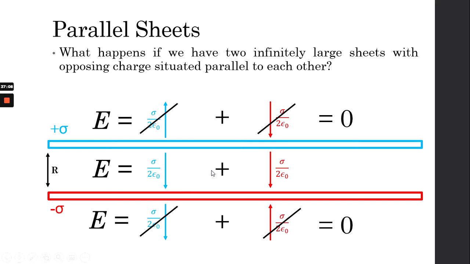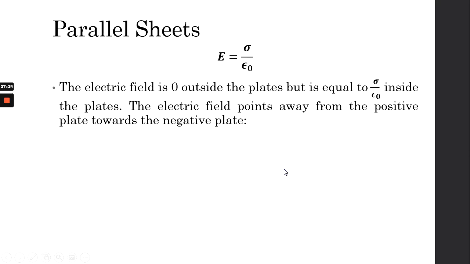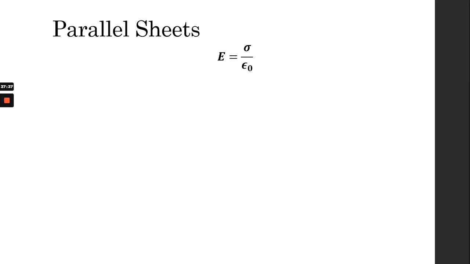So when you have two oppositely charged infinite sheets situated parallel, there is no electric field on the top and the bottom. All the electric field is happening in the middle, and that is equal to sigma divided by epsilon naught. Okay, so we have this equation now.